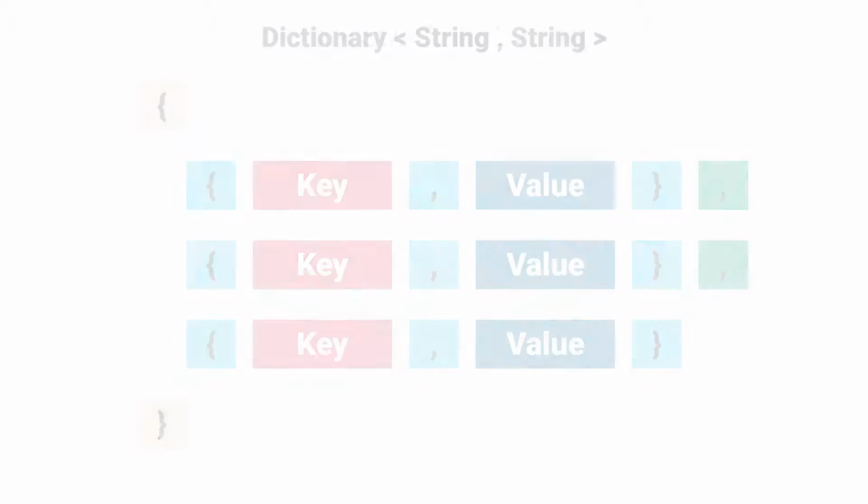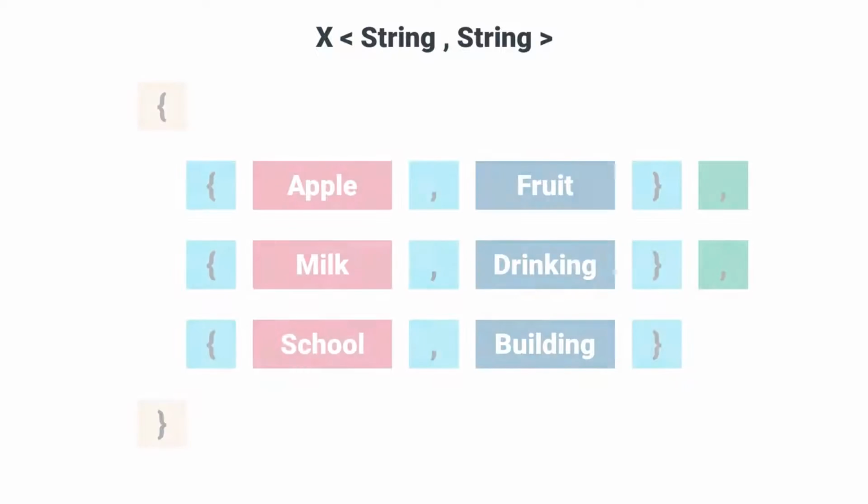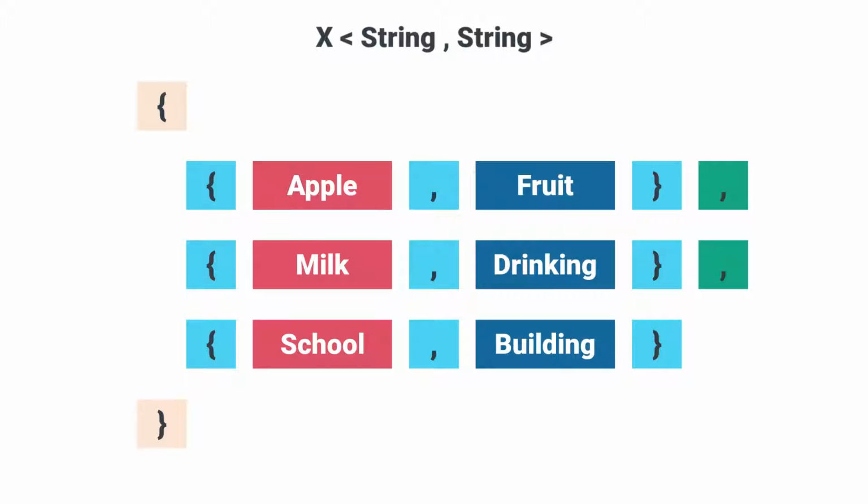Let's take an example. We have the variable x as a dictionary of the type string. In this dictionary there are three pairs. The first pair is apple fruit. Key is apple, value is fruit. The second pair is milk drinking. Key is milk, value is drinking. The third pair is school building. Key is school, value is building.